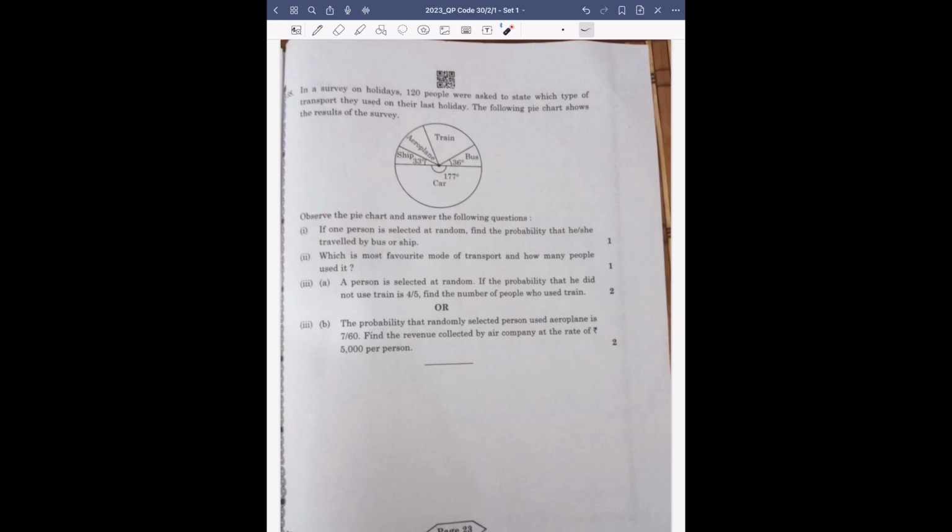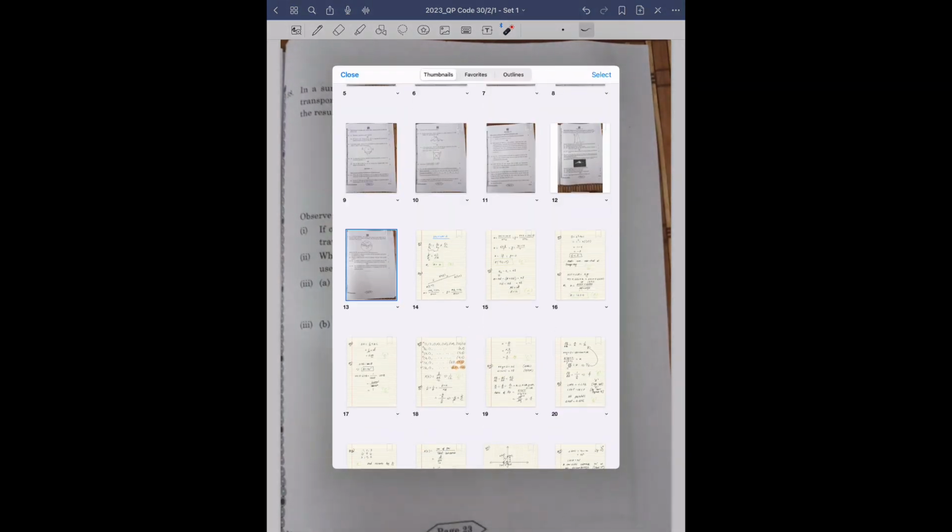First is, if one person is selected at random, find the probability that she traveled by bus or ship. Okay, I hope you guys know what 'or' means. If you don't know, look at my video.